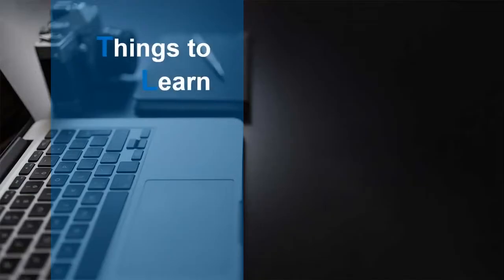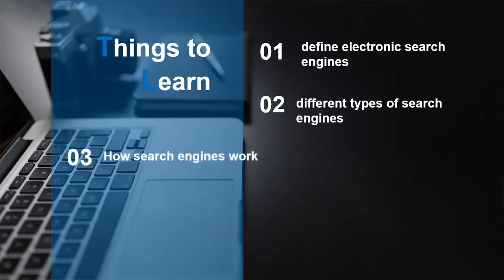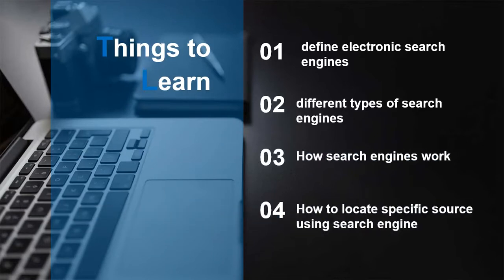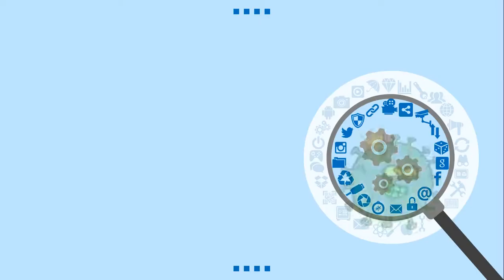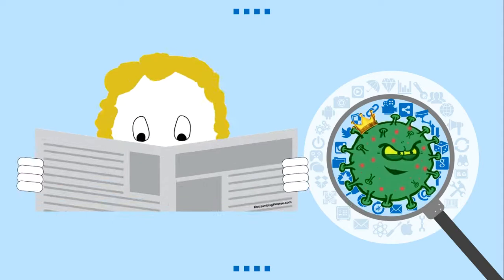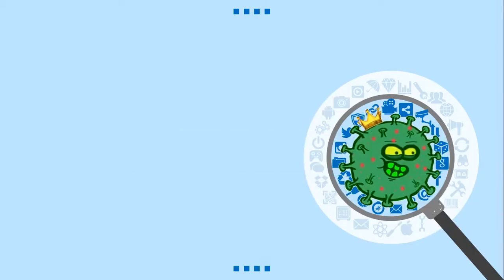As you journey through this lesson, you will be engaged in tasks that will allow you to learn more about electronic search engines, different types of search engines, how they actually work, and how they can help in locating specific resources. Say, you need a specific set of information about COVID-19, what resources will you use? A newspaper? An encyclopedia? A poster? Or the internet?